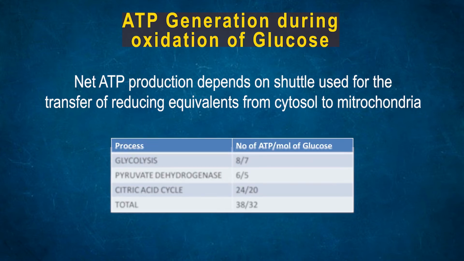So for ATP generation during oxidation of glucose, the number of ATP per molecule of glucose in glycolysis may be either 8 or 7 by the new concept. Pyruvate dehydrogenase complex, either 6 or 5. Citric acid cycle, 24 or 20. So the total may be 38, or by the new concept, 32.